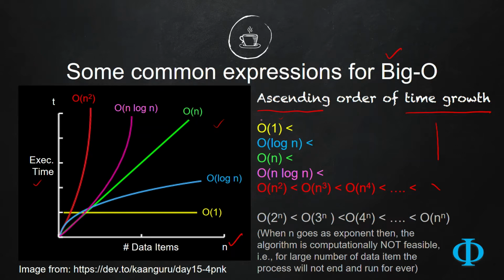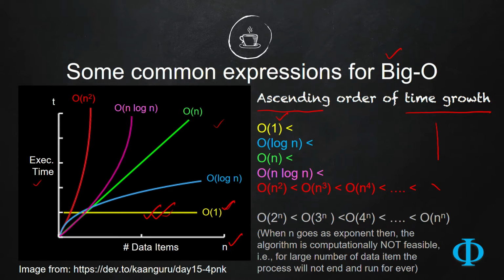So the first one is order of 1, which shows the minimum time growth. Order of 1 means it does not grow with the time at all. That means even if you grow your data items from 1 to 100 to 1000 to 1 million, whatever way you grow your data items, your algorithm will take a constant amount of time, and that is denoted by this curve, and it is called order of 1.